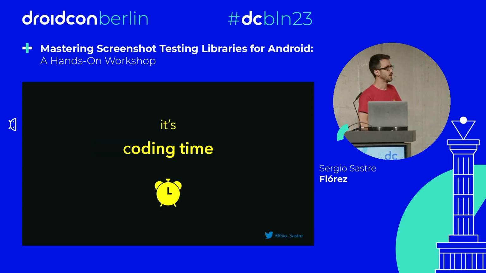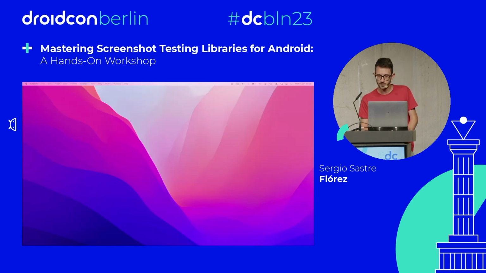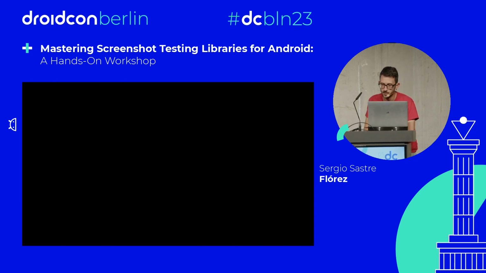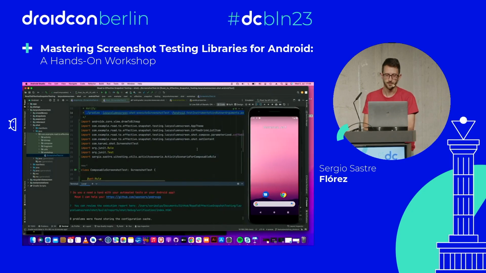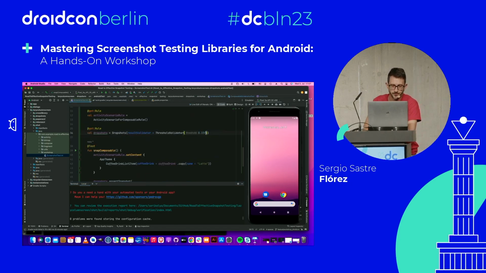So now it's coding time, but it's for the JVM tests, Roborazzi and Paparazzi. That, I guess, is going to be the main dish. There are a lot of differences, by the way. Let me open Android Studio. You're not seeing that, but you will see it now. Good.